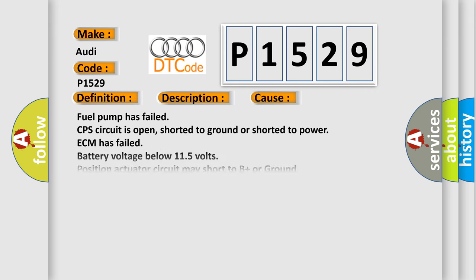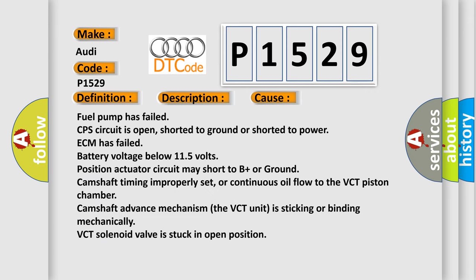This diagnostic error occurs most often in these cases: fuel pump has failed, CPS circuit is open, shorted to ground or shorted to power, ECM has failed, battery voltage below 11.5 volts, position actuator circuit may short to B+ or ground, camshaft timing improperly set, or continuous oil flow to the VCT piston chamber, camshaft advance mechanism, the VCT unit is sticking or binding mechanically, VCT solenoid valve is stuck in open position.